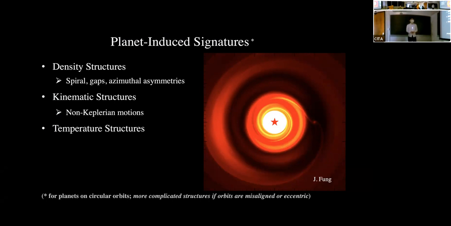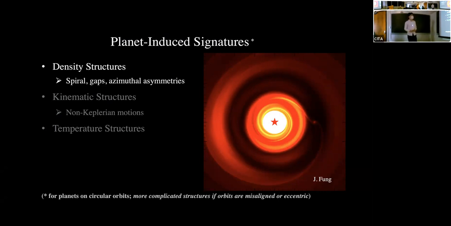So in the simplest setting, if we have one planet on a circular and coplanar orbit, we expect at least three types of structures: density structures, kinematic structures, and temperature structures. In the next few slides, I will explain each one of them. So first, density structures.